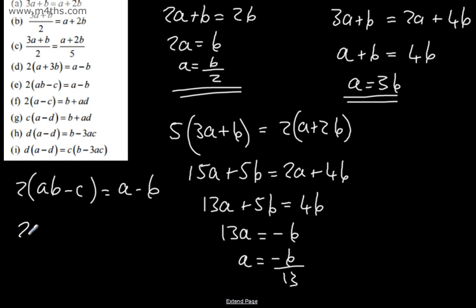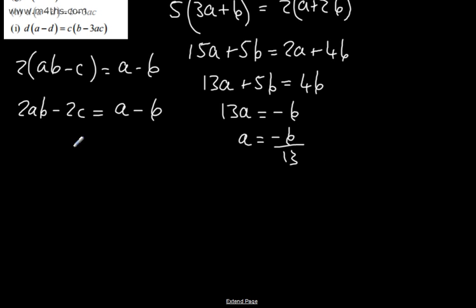Let's go ahead and multiply this out. 2ab minus 2c is equal to a minus b. So that 2c I don't want because it doesn't have an a in. So everything on the left-hand side with an a, everything on the right-hand side without. 2ab minus a, by subtracting the a, is equal to 2c minus b by adding the 2c to both sides.